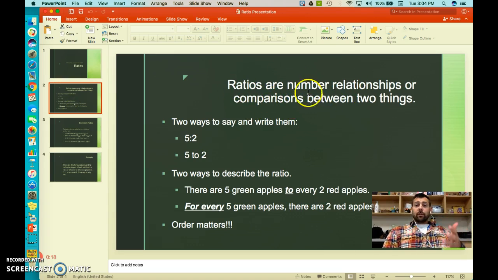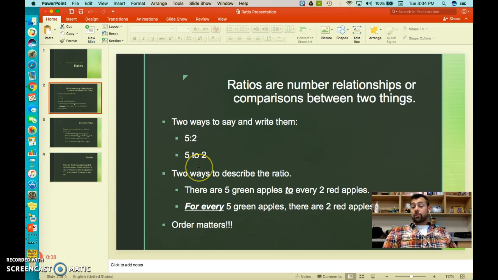Ratios, this is something you may want to write down. Ratios are number relationships or comparisons between two things. There are two ways to say and write them. You can use a colon, these two dots, okay? We see that in time. We also see it in ratios. So 5 to 2 is how you say it, and then you write it with that.